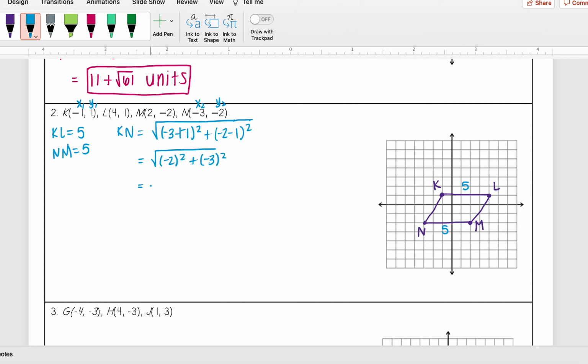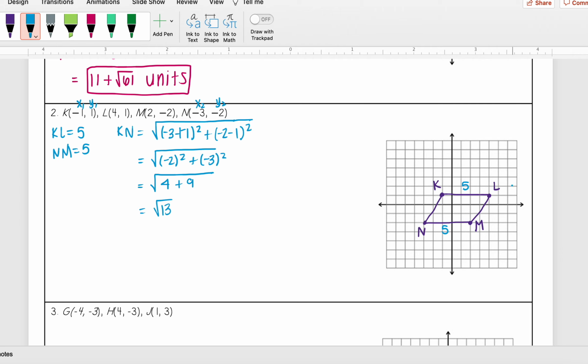-2 squared, that's just -2 times -2, and I get a +4. -3 squared is -3 times -3, which gets me a +9. And so I get the square root of 13. 13 is prime, so I can't reduce this radical any further.